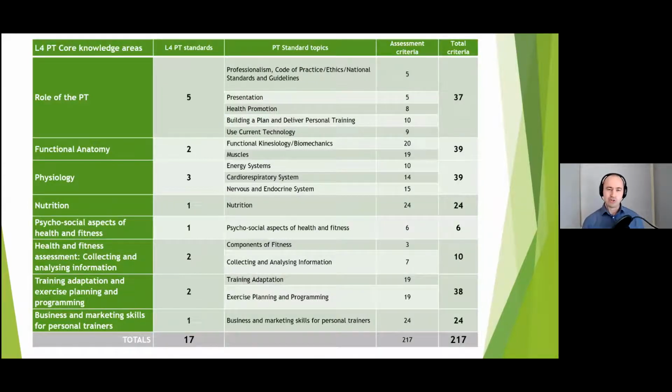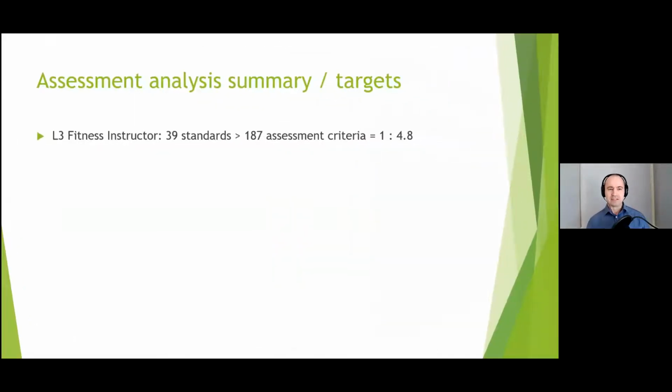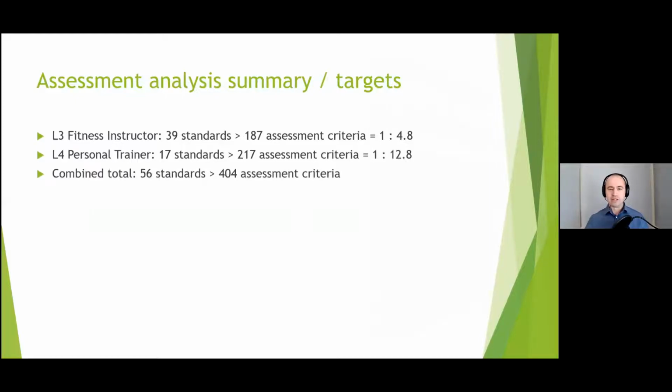So there's actually 217 total assessment criteria. If we bring all that together, between the Level 3 and the Level 4, we get a total of 404 assessment criteria. Now, to create an effective strategy, it really isn't realistic to expect us to assess somebody across 404 assessment criteria.